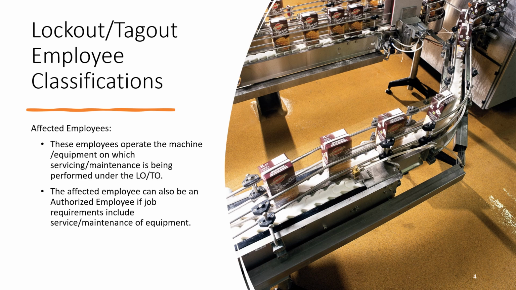The affected employees are the ones who typically operate the different machines being serviced out there. Now, there are times when the affected employee can also be the authorized employee. So you can have an employee that's actually in two separate categories. You could have an operator who's operating the piece of equipment, but part of the job is that maybe they have to do the monthly preventive maintenance or the predictive maintenance on it too. So they're both the affected and the authorized employee.